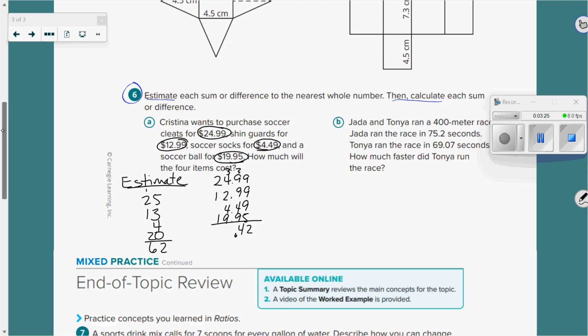I've got 4, 8, 10, 19, 22, 2, 4, 5, 6. That's close to my estimate, so I feel good about that. I still need to answer the question, so it will cost $62.42.